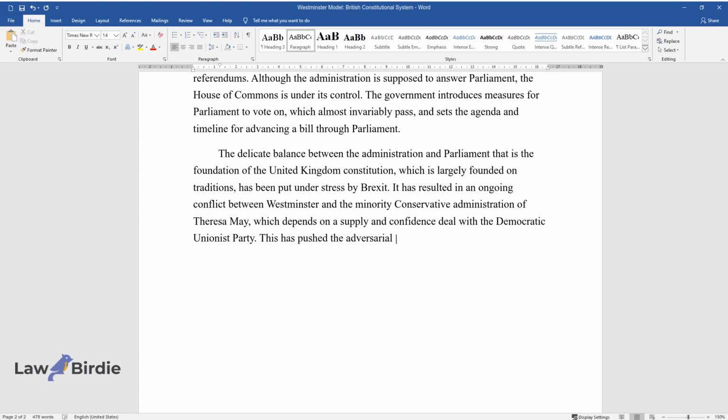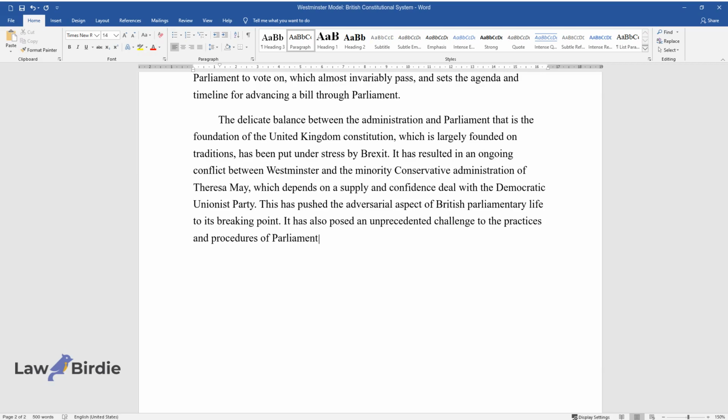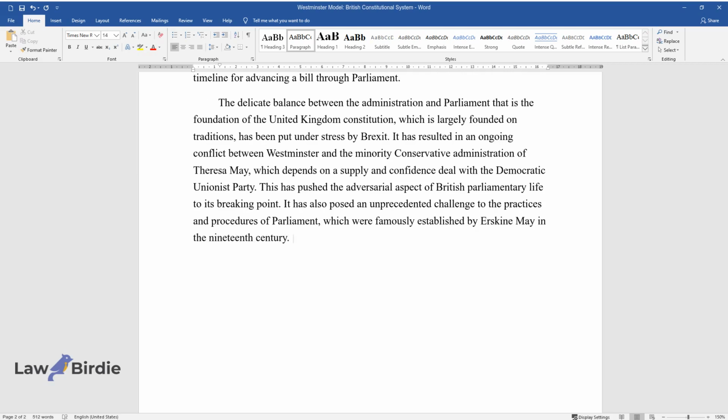This has pushed the adversarial aspect of British parliamentary life to its breaking point. It has also posed an unprecedented challenge to the practices and procedures of Parliament, which were famously established by Erskine May in the 19th century.